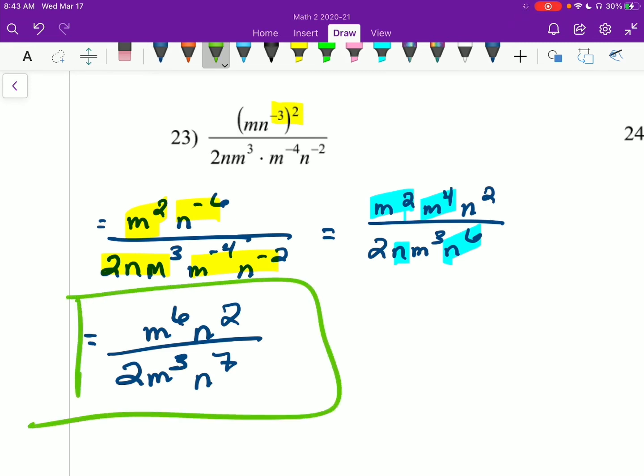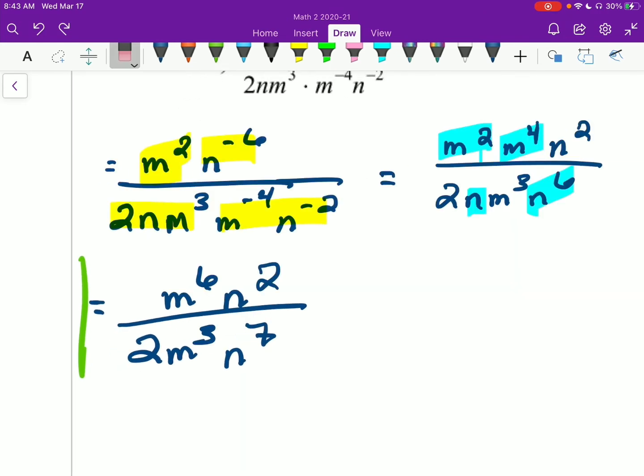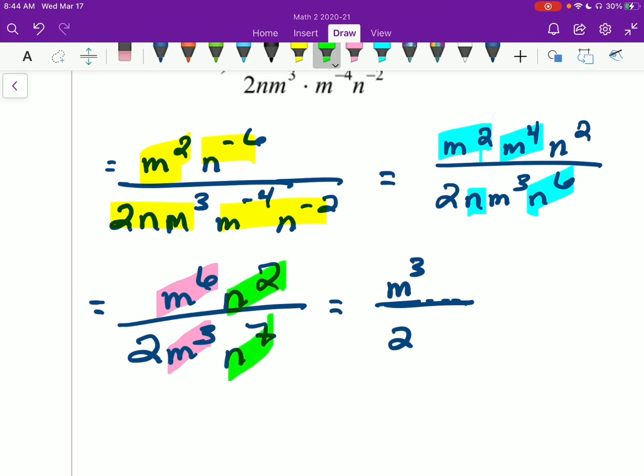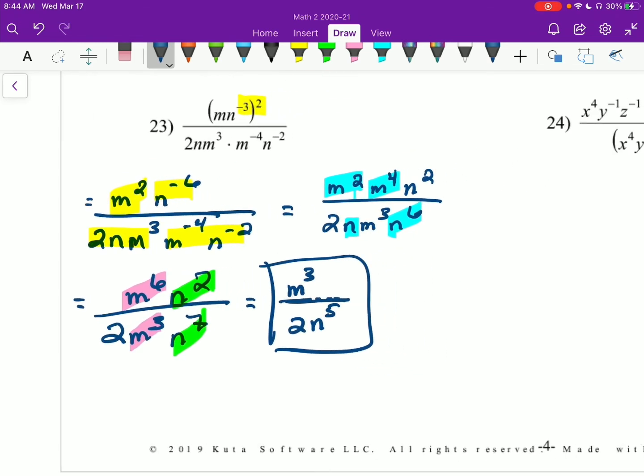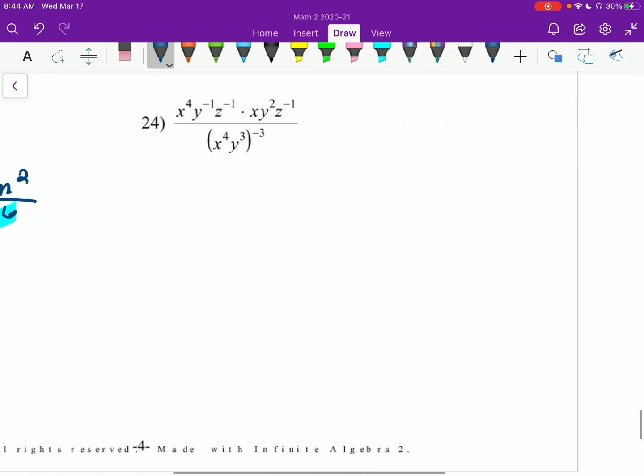Oh, wait, we're not done yet. We need to cancel some things out. We have an m on top and an m on bottom. Maybe I can highlight this. The m's will cancel out on top and bottom. The 2 will stay on the bottom. We'll have m cubed on top. And now if I look at the n's, if I cancel those out, I'll have an n to the 5th on bottom. Now we're done. All right, that's number 23. And let's look at number 24.